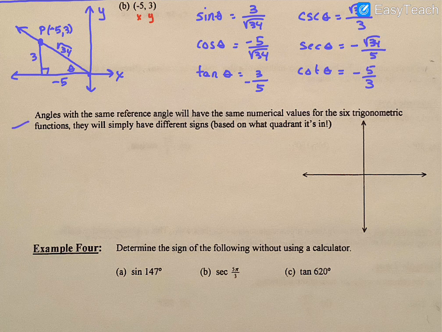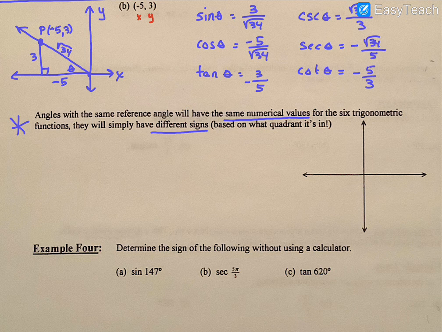Okay, a note here. Angles with the same reference angle will have the same numerical values for the 6 trig functions. They will simply have different signs based on the quadrant. So, same numerical values, different signs. Notice that had the same reference angle, guys. It had that ratio of x of 5 and y of 3. So they'll have the same numbers, different signs.